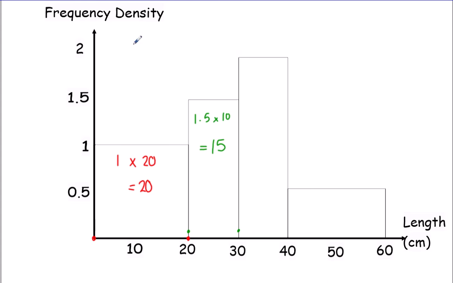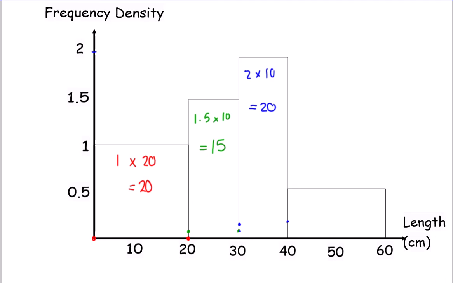The third bar is 2 high, and it's 10 wide because it goes from 30 to 40, so 2 times 10 is 20. So there's the same number of people in the third bar as the first bar, but because the third bar is thinner, it's got to be taller. They're more squashed in that third bar. There's a lot of people between 30 and 40.